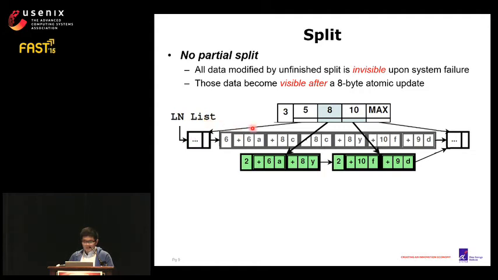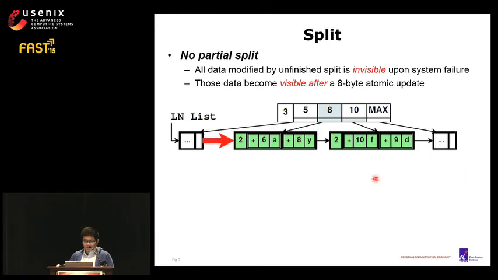Because the entire leaf node list is the critical data, the critical data is still intact at this stage. Finally, we update the sibling pointer in the left leaf node with an 8-byte atomic write, to finish the split and make the split result visible to others.